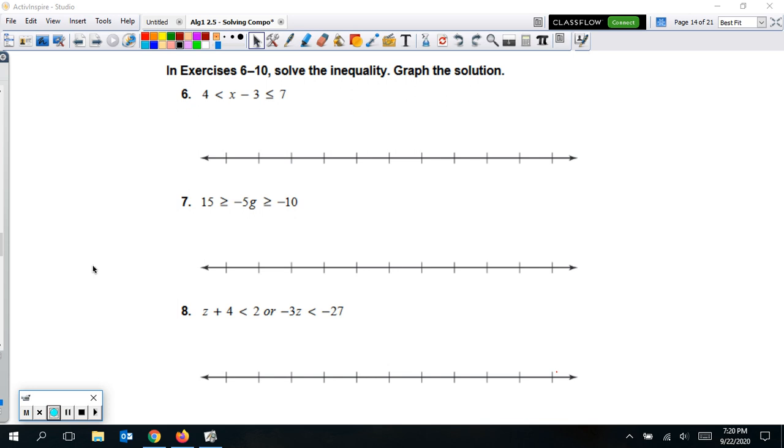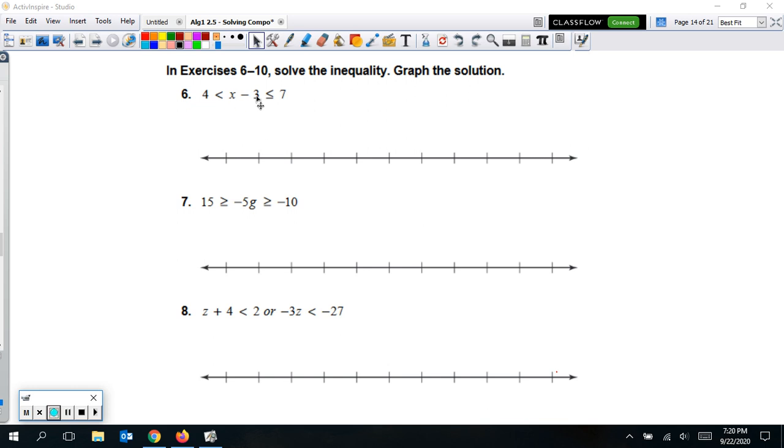Okay, so in 6 through 10 on the extra practice, we're going to be solving the inequality and then graphing the solution on a number line, as we saw before. So the first thing is to solve the inequality for the variable, and since on number 6 it's all connected together, you don't see any actual words, there's no "and" or "or", that tells you this actually is an "and". If we wanted to separate it out, we could.